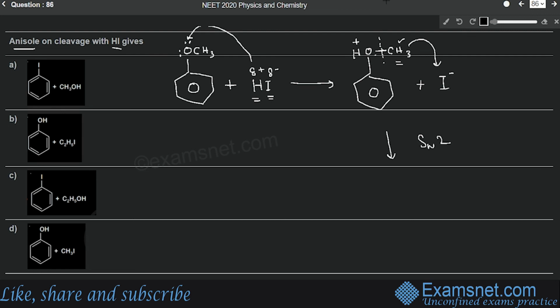And what will we get? This side we have an oxygen and a hydrogen, and the methyl group has moved to iodide, making methyl iodide. So phenol and methyl iodide are the products. So which option is correct? Last option. Can you see this is the same product? So option D is the correct answer.